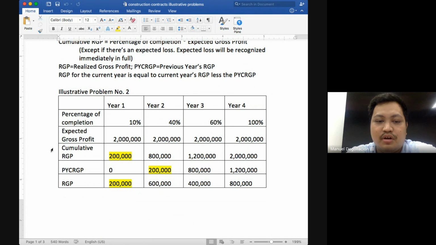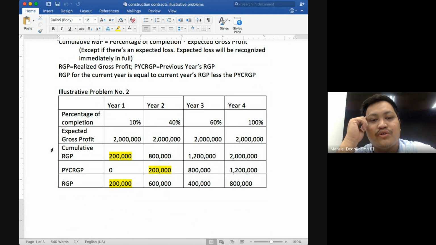We need to solve the RGP. Once you have the 1,200,000, what's the next thing you have to do? Deduct the previous year's cumulative RGP. Okay? Possible error, class, possible error. You have the 1,200,000, and what will you do? You will just deduct the RGP last year. How much is the RGP last year? 600,000. Okay, if you just deduct the 600,000, you will arrive at the wrong answer.